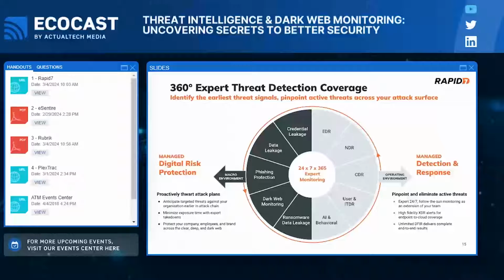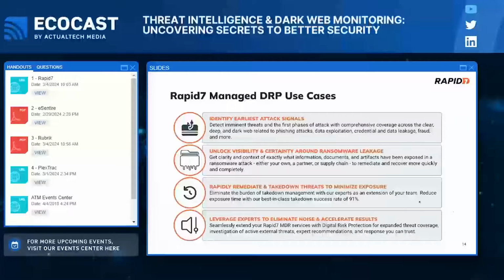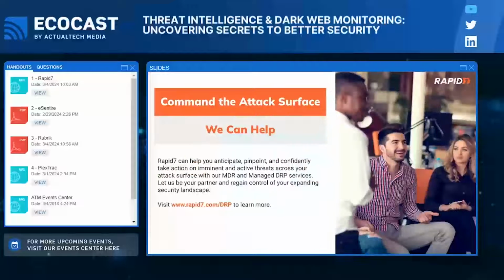We really want to meet you where you are in your security journey. So we'd love to talk to you about those different options that we have, which is a good segue. So yes, if you are interested, if you'd like to learn more, we'd love to talk to you about it. Again, we have great success helping organizations anticipate, pinpoint, and take action no matter where threats start. We want to be that end-to-end partner for you. So we'd love to talk more.